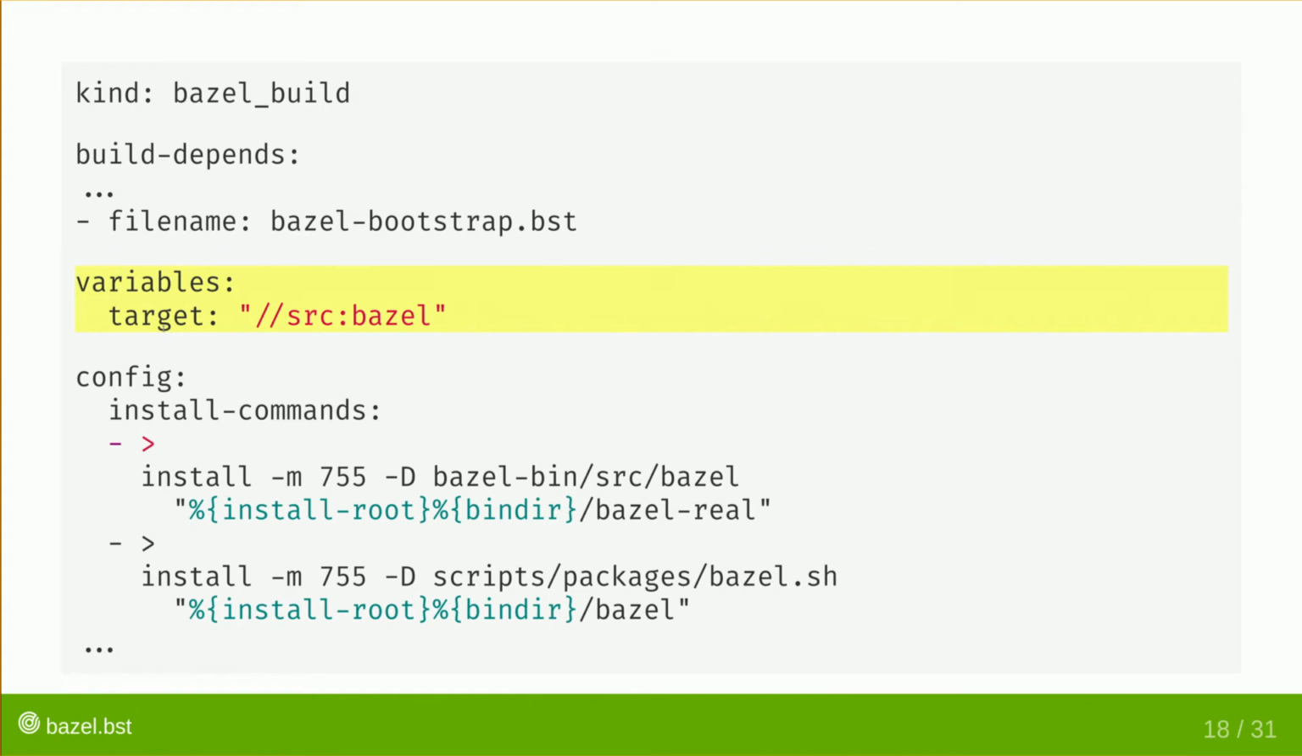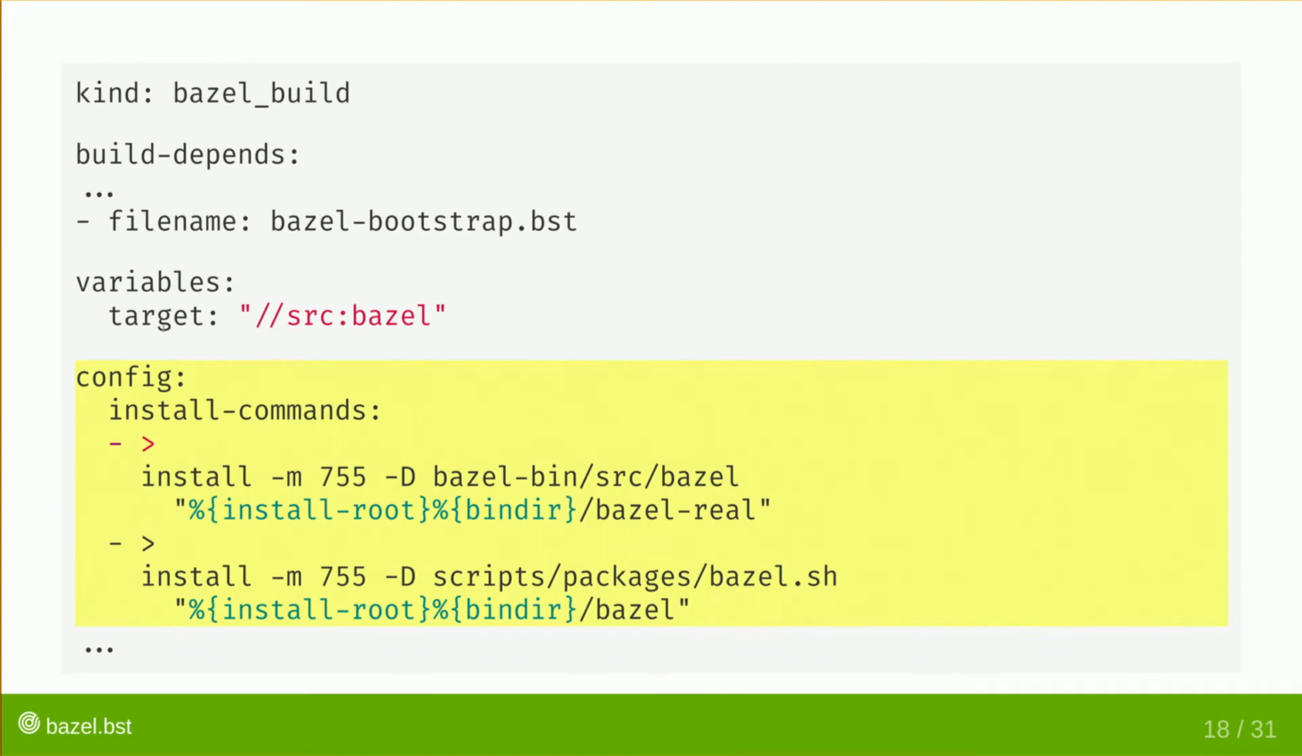The target label, fairly obvious, tells us what we want a Bazel build of. And BuildStream lets us override command sets in elements. And so this just says, hey, to install Bazel, we just want to grab the Bazel binary that's come out of the build, and we want to grab the wrapper script and put it all together in the target binary directory.